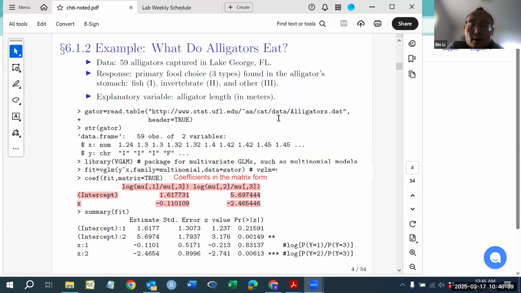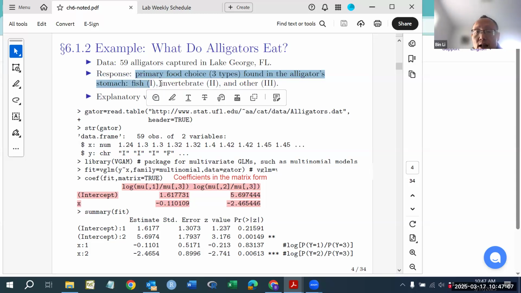This is the "what do alligators eat" example. In this data set, we have 59 alligators captured in Lake George in Florida. The response variable is the food choice, the primary food choice that we found in the alligator stomach. We have three types. The first type is fish, the second type is invertebrate, and the third is others.